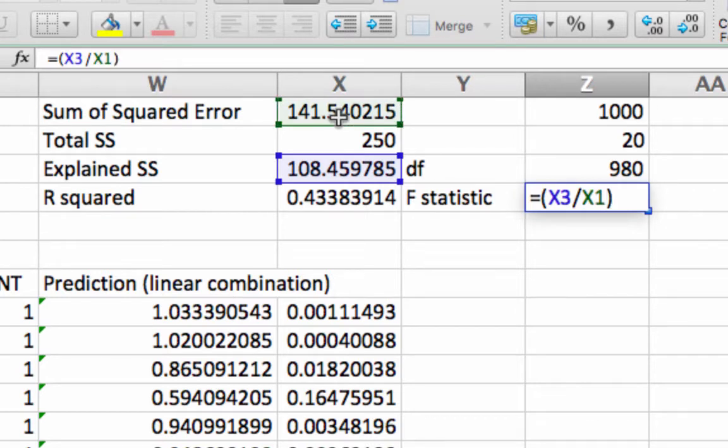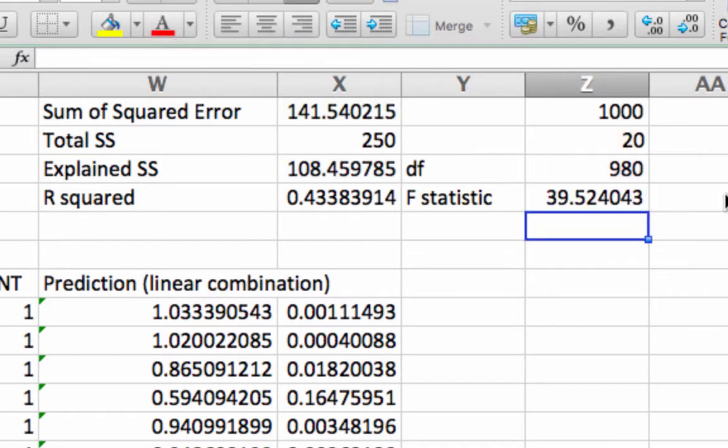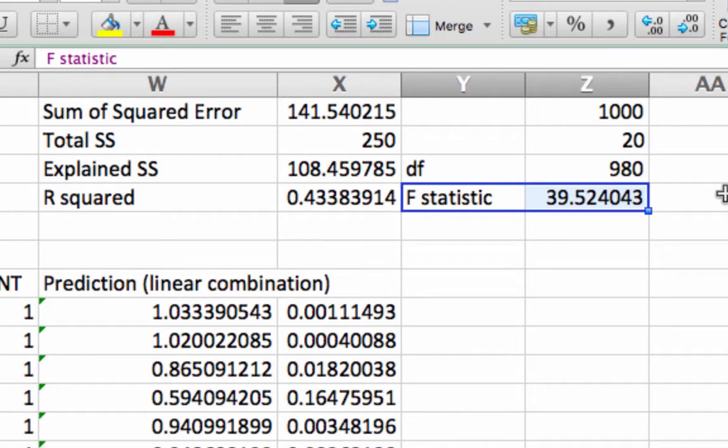And put that in parentheses, and we will multiply that by the degrees of freedom over the number of model coefficients minus 1. And we should actually put this part in parentheses to make sure we get our order of operations properly completed. Let's close that parentheses and click enter. So our F statistic is 39.52.